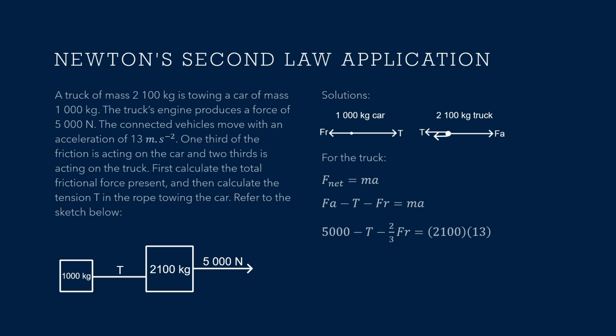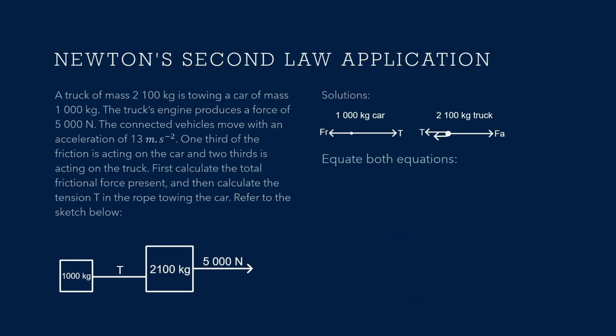And now solving for T and making T subject of the formula, I get T equals negative 22,300 minus 2/3 of Fr, and I'm going to label that as my equation 2. But I've noticed that in both the truck and the car, there's the tensional force. That tension is the same, and hence the tension on the car should equal the tension on the truck, and hence equation 1 that I've solved for the car before should equal equation 2 that is for the truck, because both of them are representing tension.